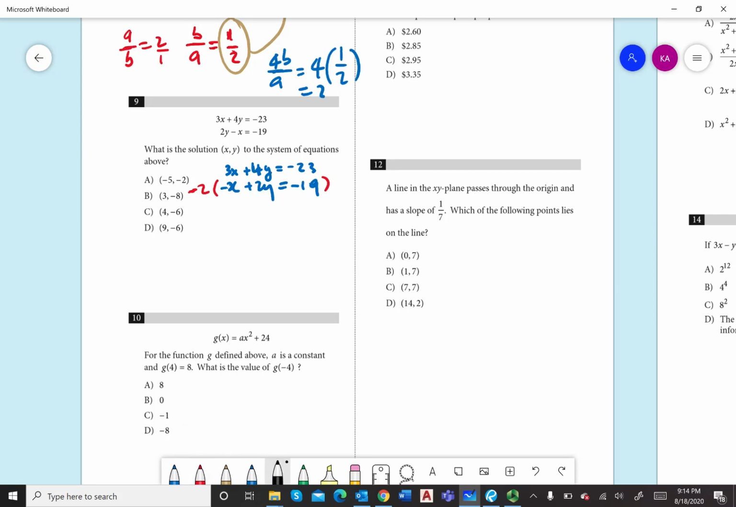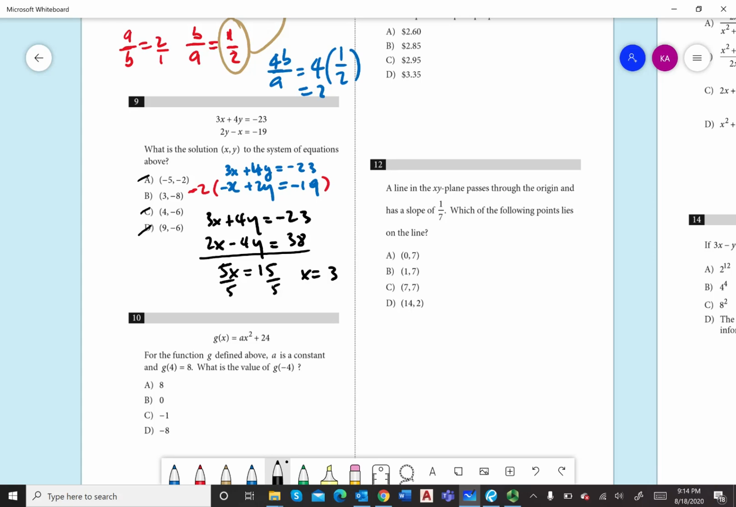So let me rewrite both equations again. I get 3x plus 4y equals negative 23, and then 2x minus 4y is equal to 38. Then I add them, and I get 5x is equal to 15. 38 minus 23 is 15. I divide by 5, and I get x is equal to 3. I jump here, and I see that B is the only answer with x equals 3.